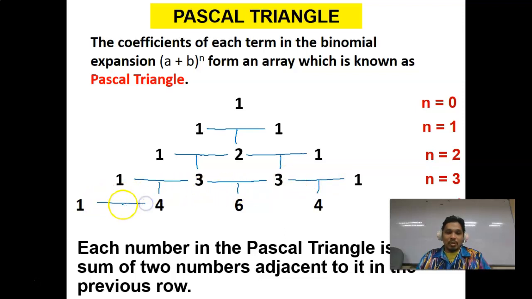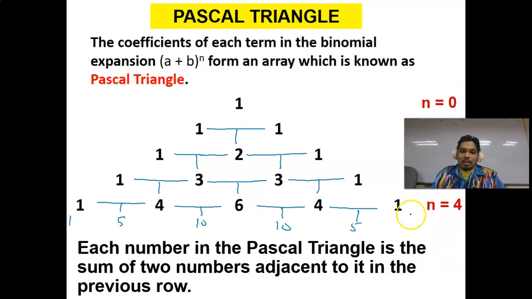Let's say 1 plus 4 equals 5. Good. 4 plus 6, 10. 6 plus 4, 10. 4 plus 1, 5. And another 1 here, and also 1 at the end here. So this is for when n equals 5.